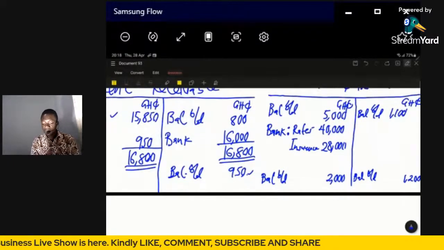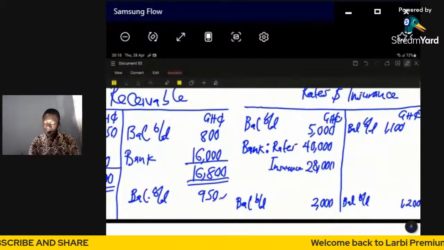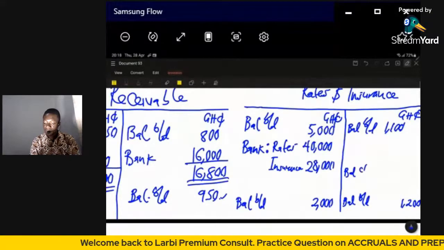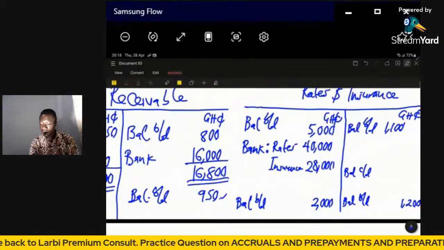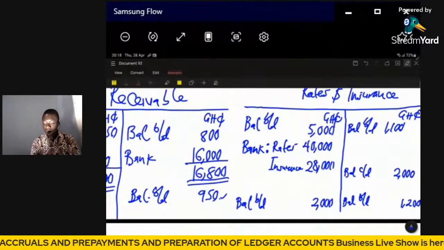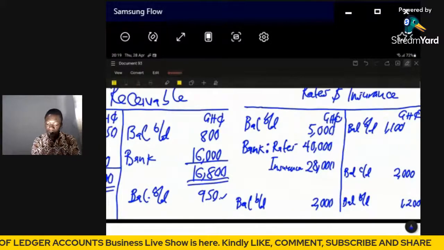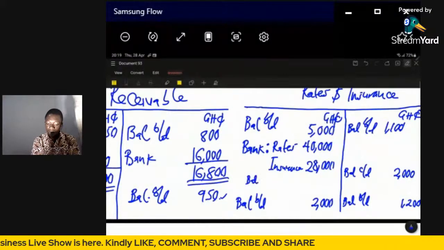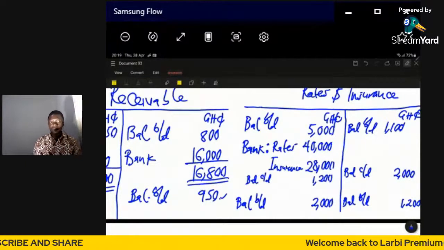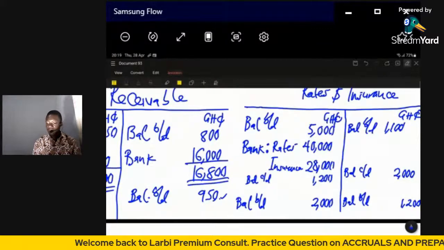So once we have the balance brought down of 2,000 at the debit side, you're going to have a balance carried down of 2,000 here, and record that one there. And for the liability too, the 1,200, you also have that reflected as balance carried down at the debit side of rate and insurance. So you're going to record that one too, balance carried down of 1,200. Once you are done with the recording, that is all. The next thing you want to do is balance the account. So in balancing the account, this is what you do.